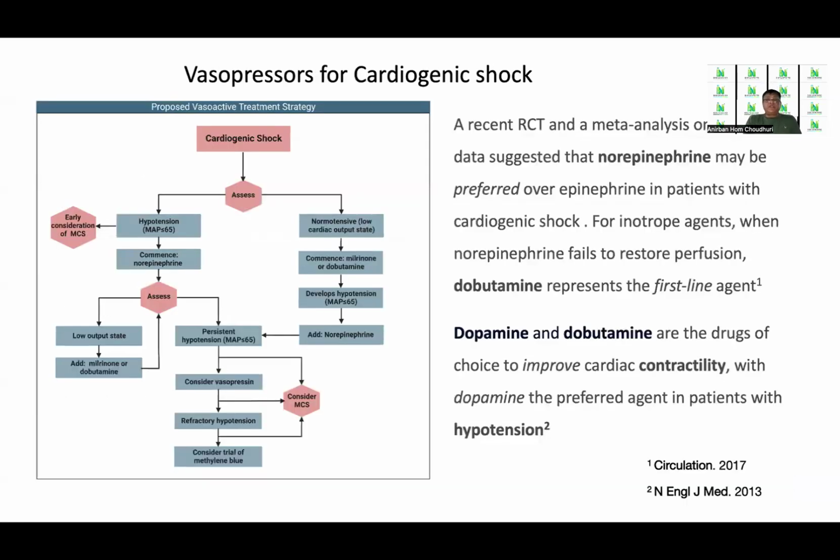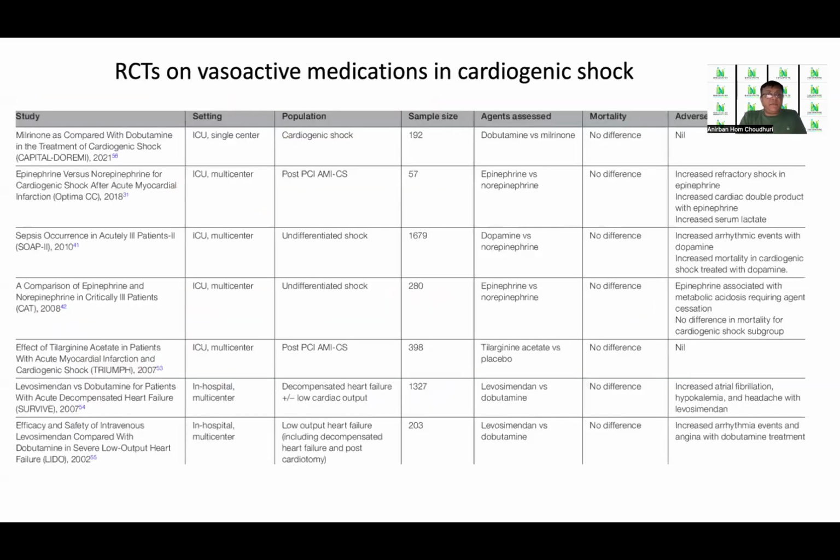Now, another important aspect is the role of vasopressors in cardiogenic shock. A recent RCT and meta-analysis suggested that norepinephrine may be preferred over epinephrine in patients with cardiogenic shock. For inotrope agents, when norepinephrine fails to restore perfusion, dobutamine is considered the first-line agent. Dopamine and dobutamine are also the drugs of choice to improve cardiac contractility, with dopamine the preferred agent in patients with hypotension.